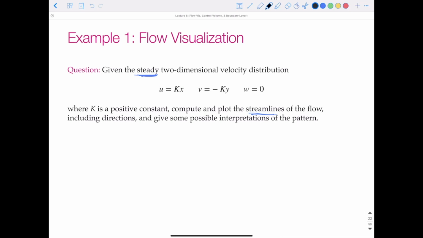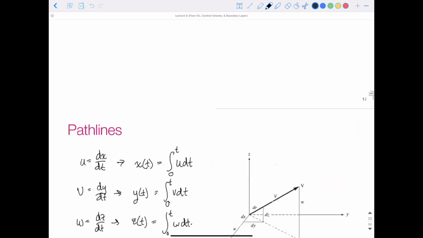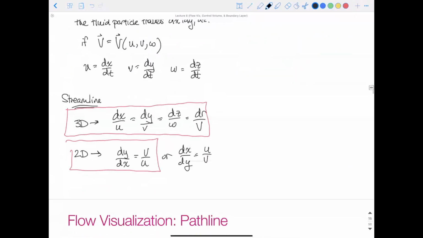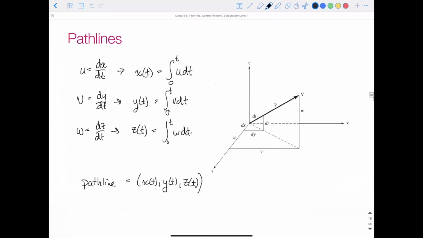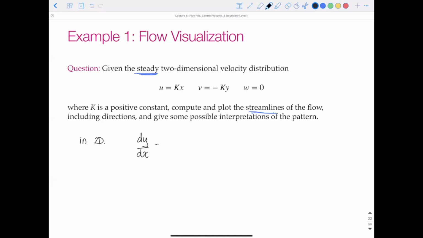So we said in 2 dimensions, our streamline equation, if we go back up a little ways, in 2 dimensions our streamline equation was dy/dx is equal to v over u. So let's write that. And we know v is equal to negative ky, and u is equal to kx. So those k's would just cancel out, and we're left with negative y over x.